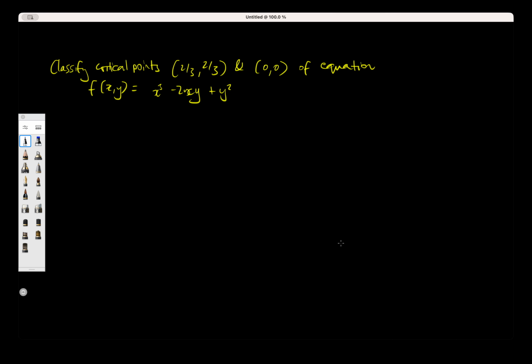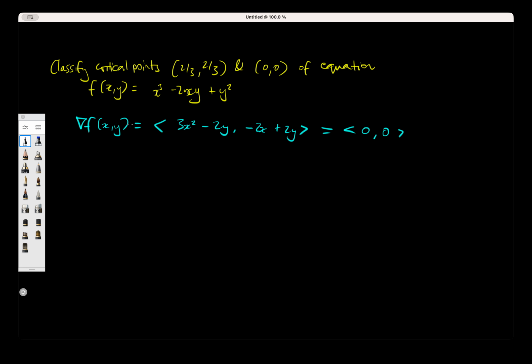Today we are going to be classifying these critical points that we found in the previous video from this equation. So just remember we had that the gradient vector of f of x, y is 3x squared minus 2y, minus 2x plus 2y, and that the critical points occur when that equals 0, 0.